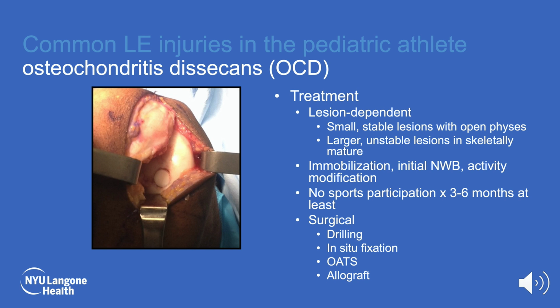Usually I'll use a 4-5 C wire or K-wire. Lesions for which there is a concern that they are unstable will typically undergo in situ fixation. This is usually done with a compression screw that is headless and buried beneath the cartilaginous surface, and these can be biocomposite or metal.